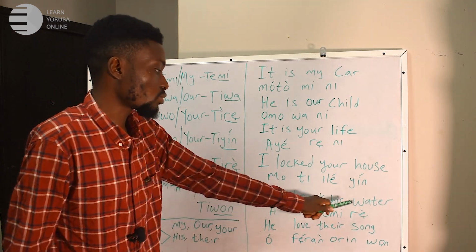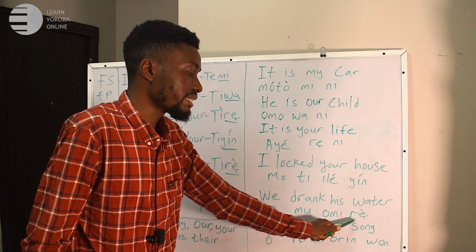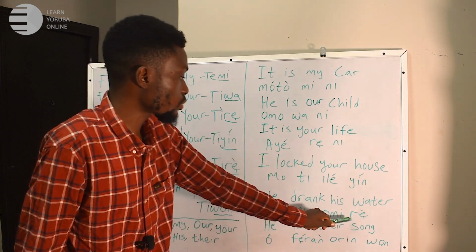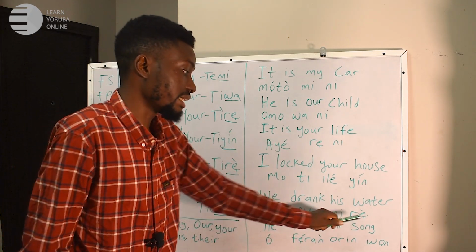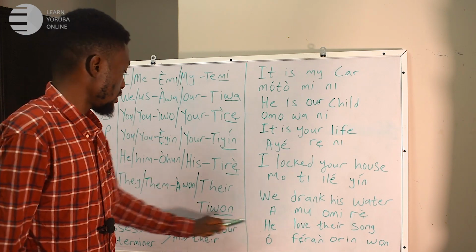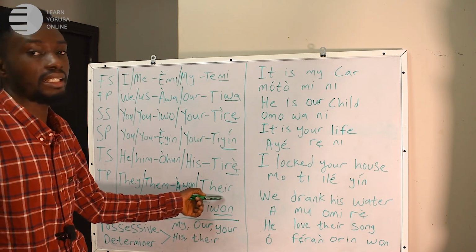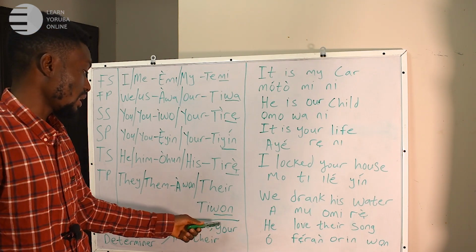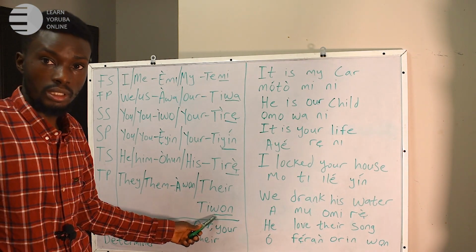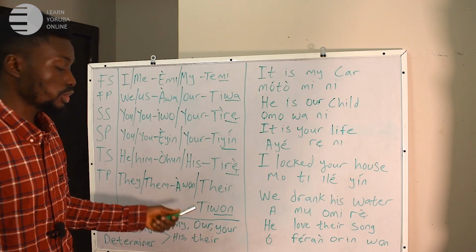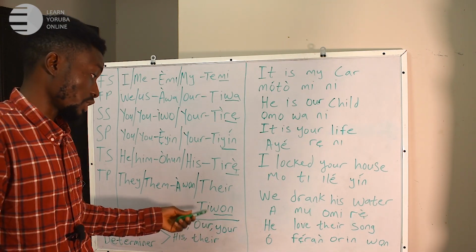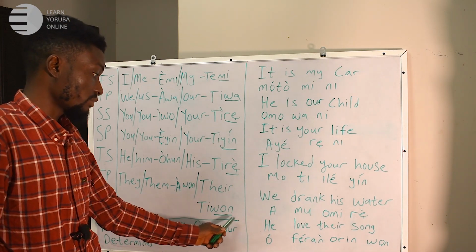So we drank is water. Amu omi re. And this is the fifth one. They, them. And when you want to use it to show possession, it is "their," and "their" in Yoruba is tiwon. And when you want to use it as a possession, it becomes wọn.